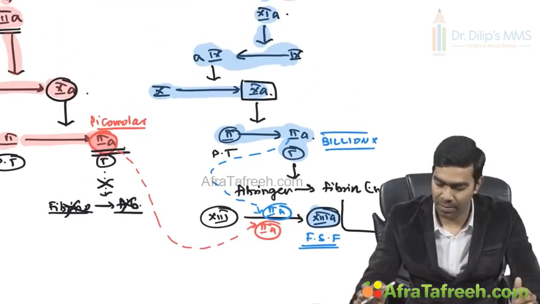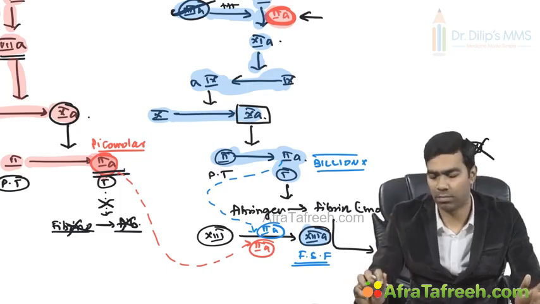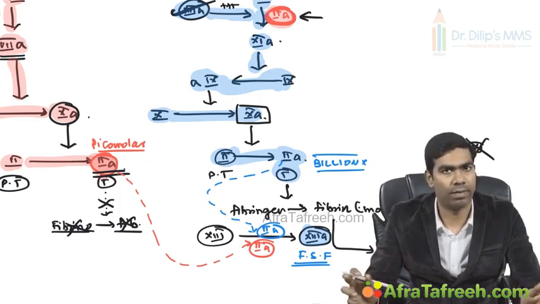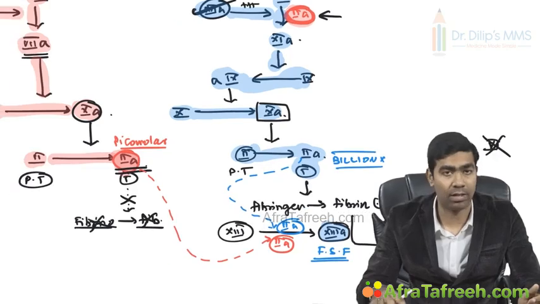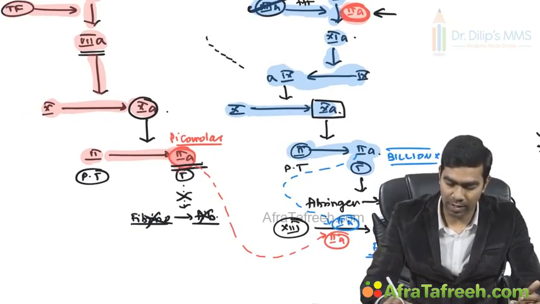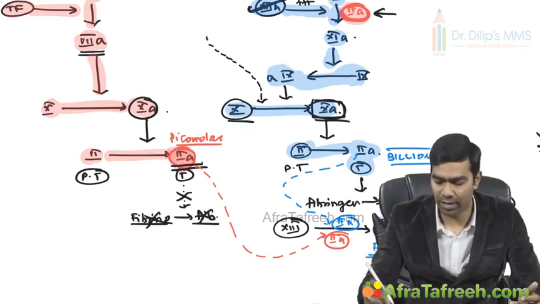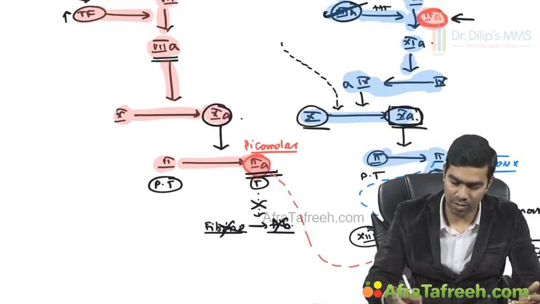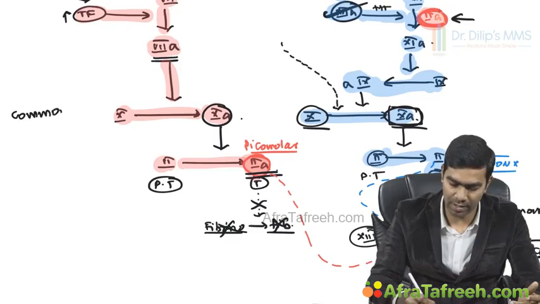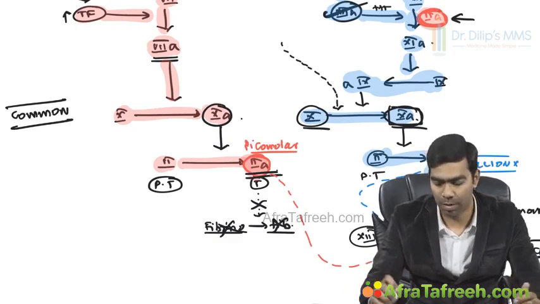Clear? At the same time, next if you ask me, sir, you have not told about a lot of factors. First of all, you will understand there is nothing called factor 6. That's out of the question. At the same time, you didn't tell about factor 8 and factor 5. Very valid question. So where are factor 8 and factor 5 in the intrinsic system, which are very, very important? First, let us assume you need factor 10 conversion to factor 10A. Remember, factor 10 conversion to factor 10A is what we call the common pathway.